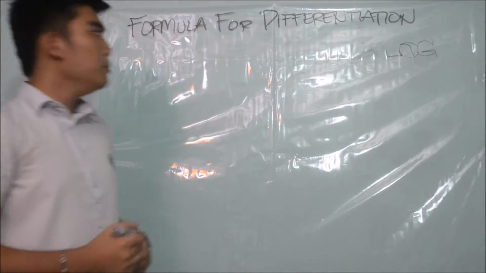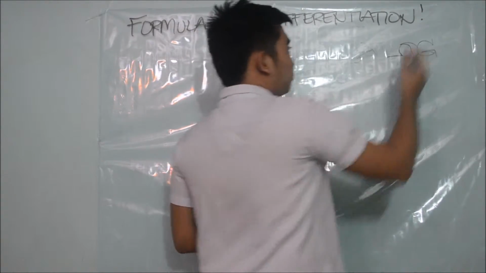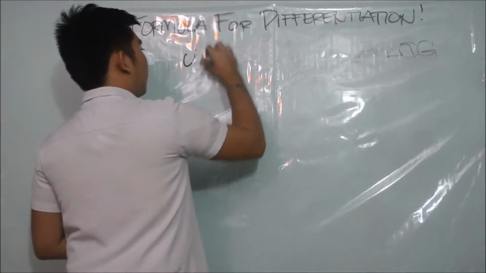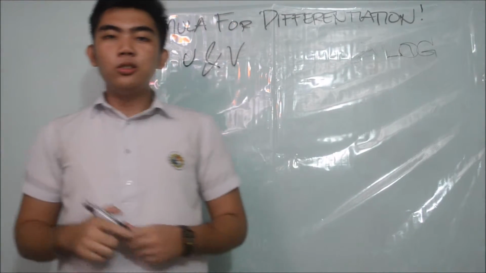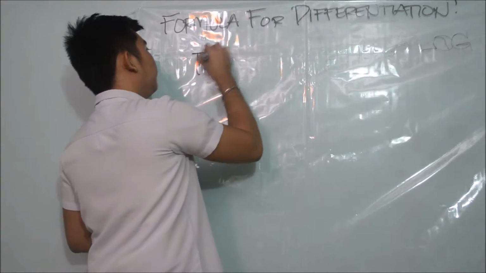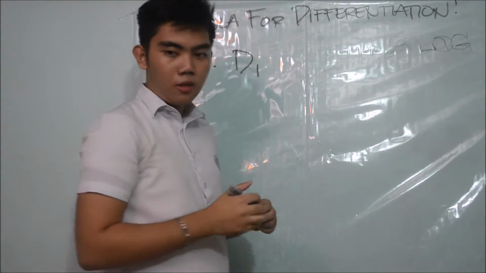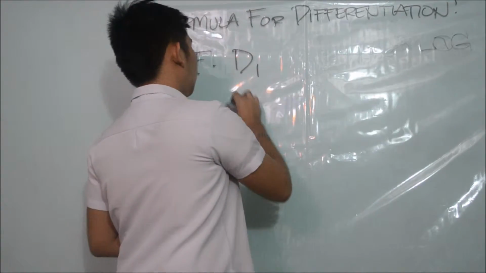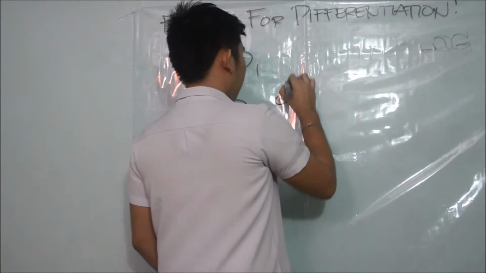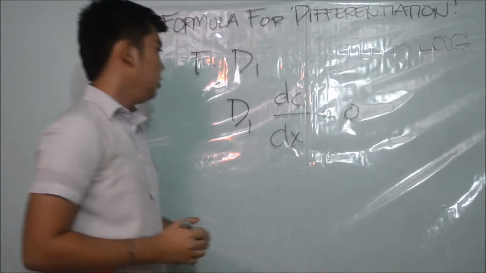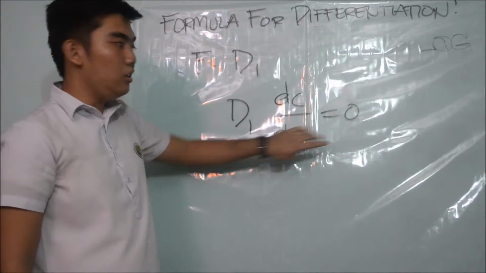Let's go to the formulas of differentiation. In the following formulas, u and v will be used to denote any differentiable functions of x. Now, let's go to the first formula, or D1. D1, the derivative of a constant is 0. Our formula is d of c over dx is equal to 0.